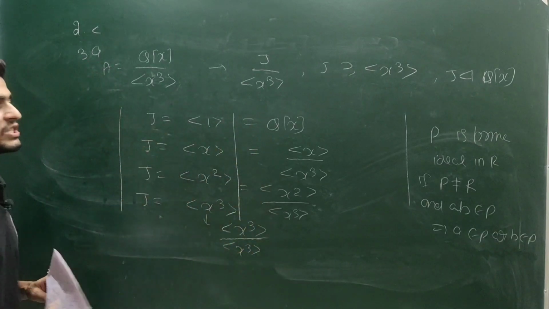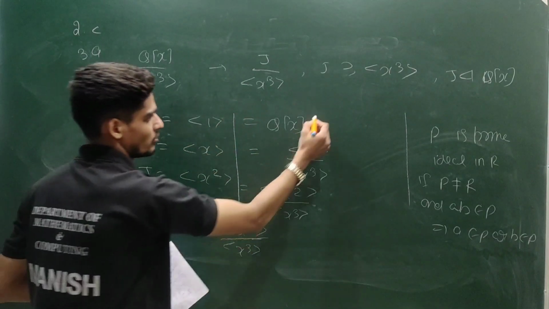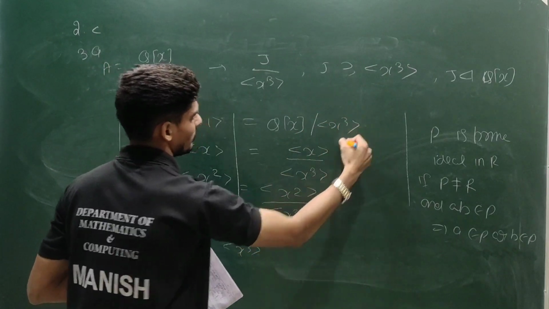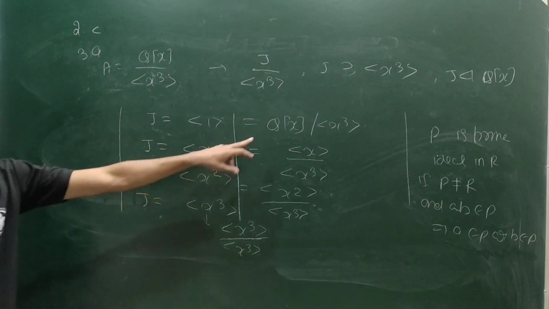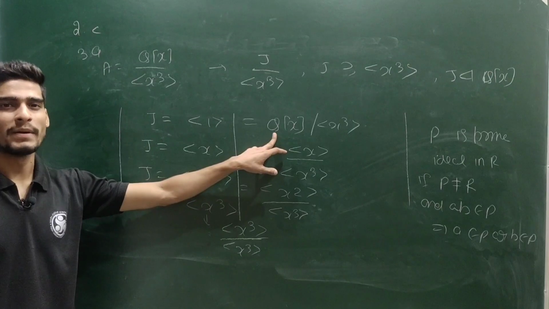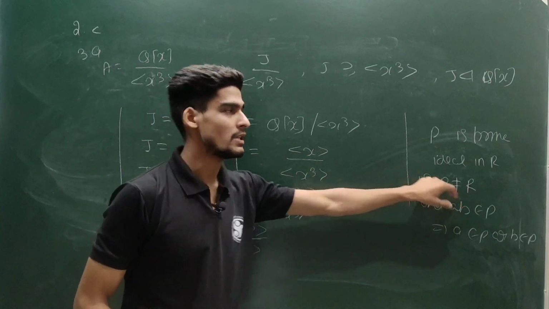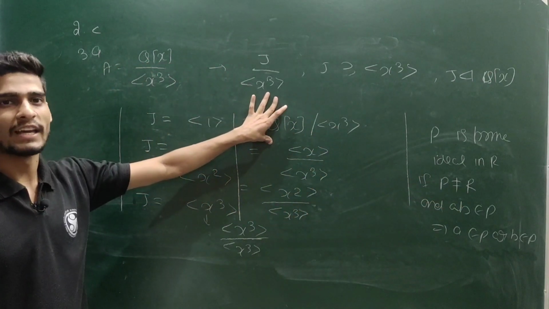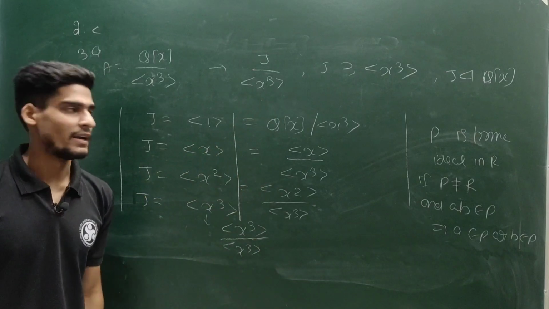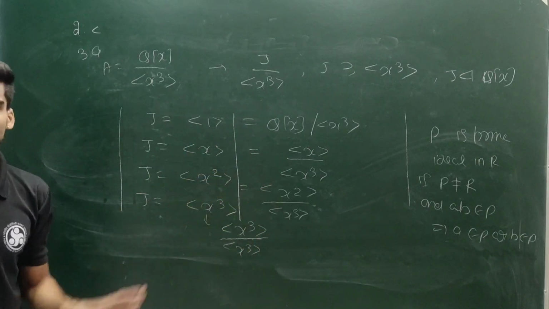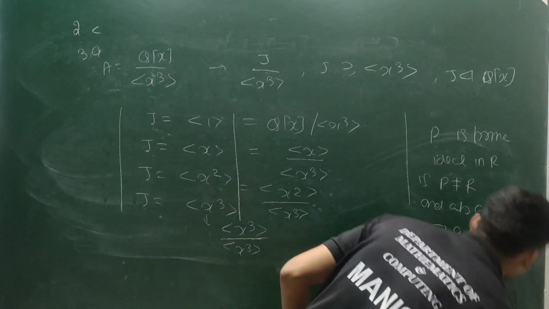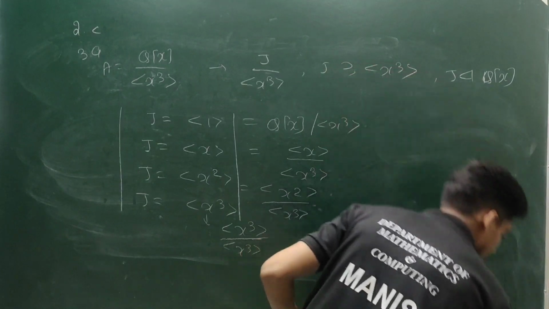These are the choices for J, and these are precisely ideals. If I choose this ideal, I cannot talk about the prime ideal, because a prime ideal is always a proper ideal. This is an improper ideal, so I cannot take this as a prime ideal. So I have three choices for prime ideal. Let us verify which of the following is prime or not.